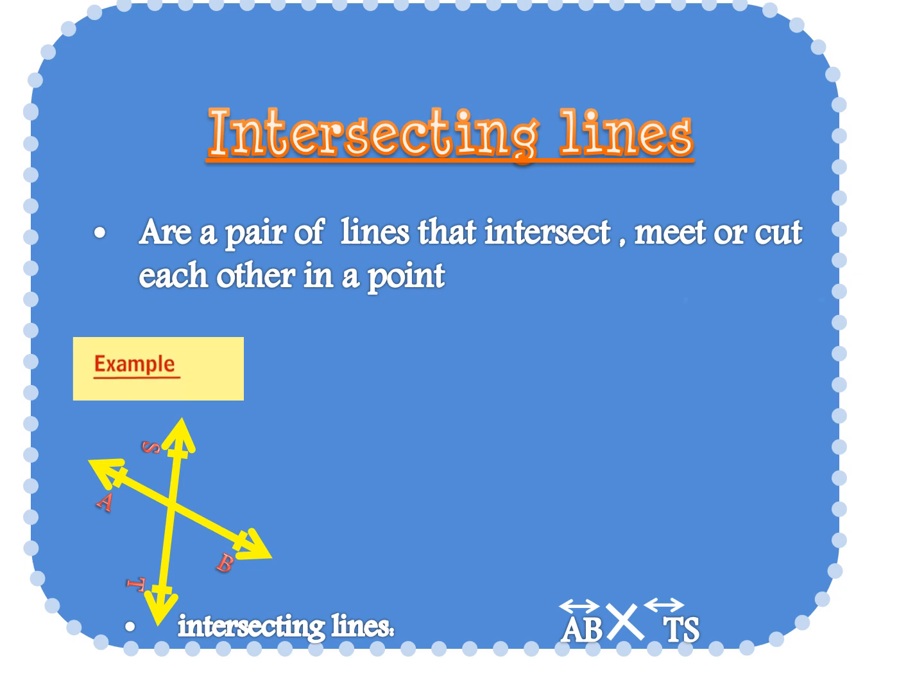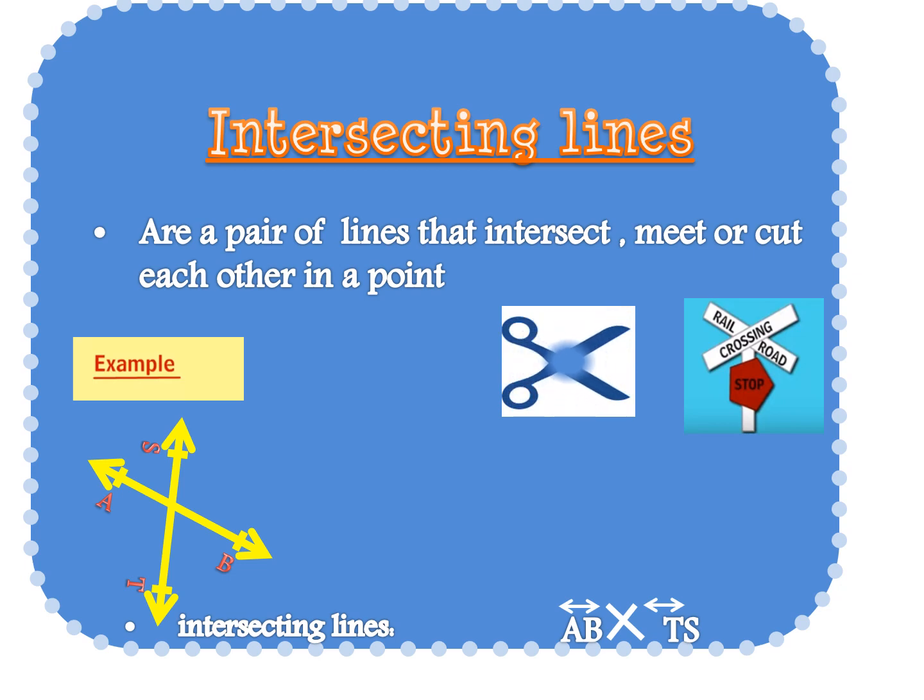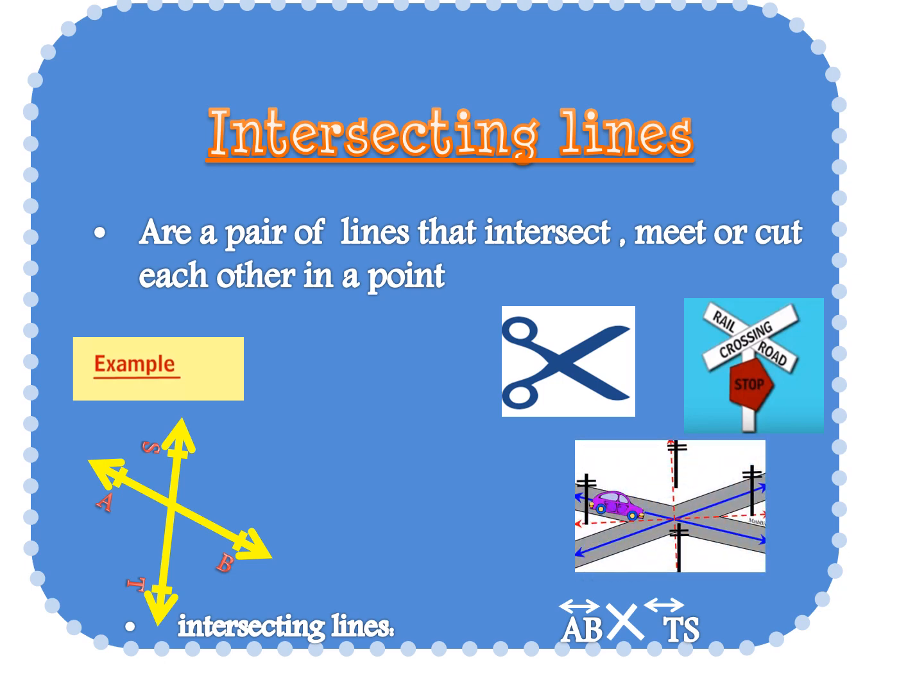Okay. Firstly, let's take more examples about intersecting lines. Exactly like that sign. Here it's crossing roads. Also like the blades of the scissor, that one also. The blades of the scissor make intersecting lines, exactly. And like those two roads, if they are crossing each other, they will also be intersecting lines, or intersecting roads here. Okay.